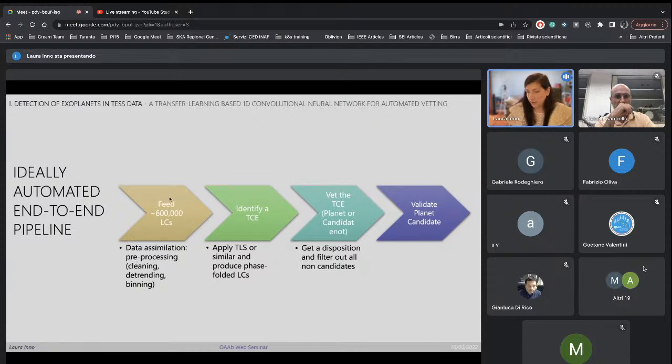So the first part of the pipeline will still be about performing data assimilation. You want all the input data to look similar to each other. So this will include cleaning, detrending, and binning, and then you want to find your events, and this can be done by using TLS or any other similar software that will just do brute force fitting of the transit shape in the light curve.